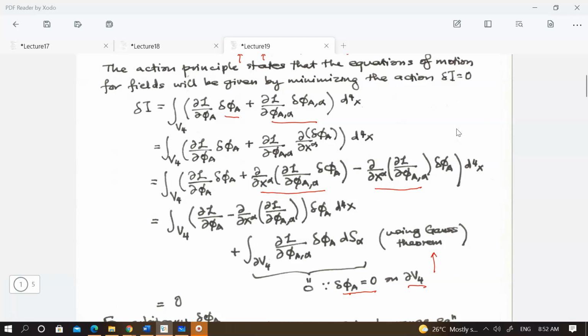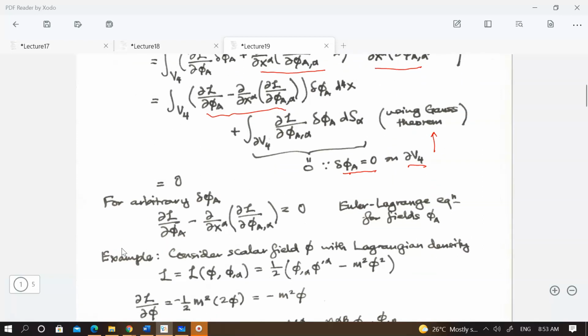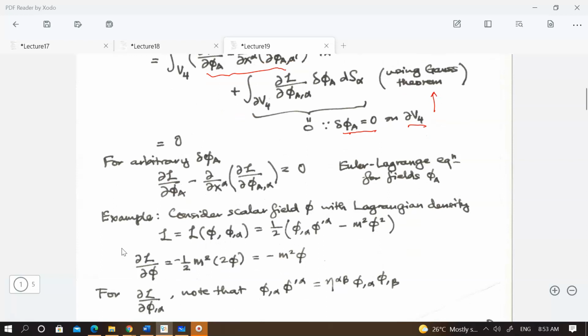So once this is removed, we can set this to be equal to 0, and then that gives you what we call the Euler-Lagrange equations, which is the equation of motion for the fields. I think I probably want to stop here. So this is now the needed equation for the fields.